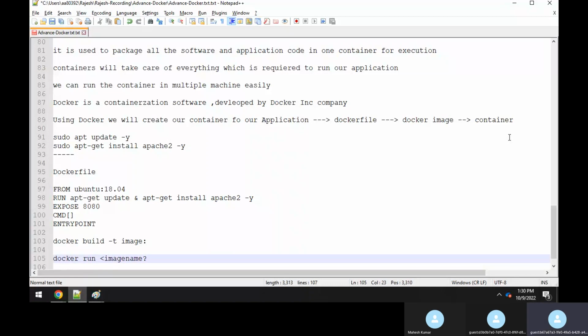I hope, guys, you are recalling all these things that we had discussed. So this is how the developer will do it. Using Docker, we will create our container for the application, with the Dockerfile. Then what happened?